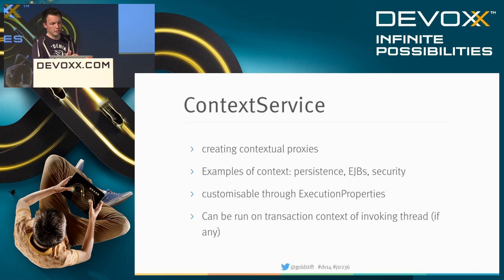And of course, the examples again would be the persistence, EJB, security, and so on. And this is customizable through execution properties. For example, the execution properties are available on the managed task interface. So there are, for example, use transaction of execution thread and other ones.